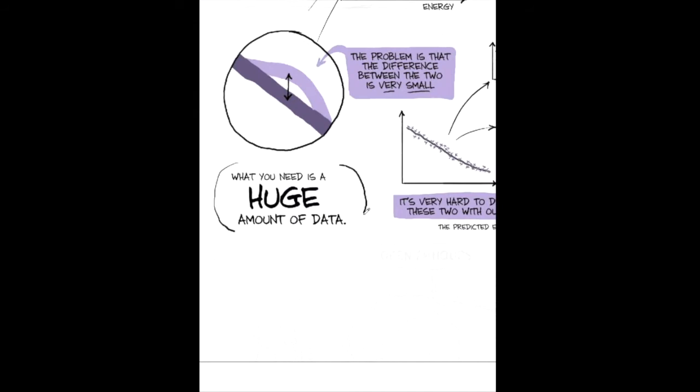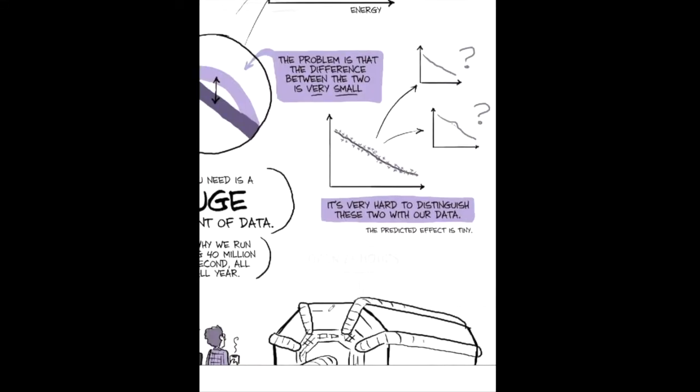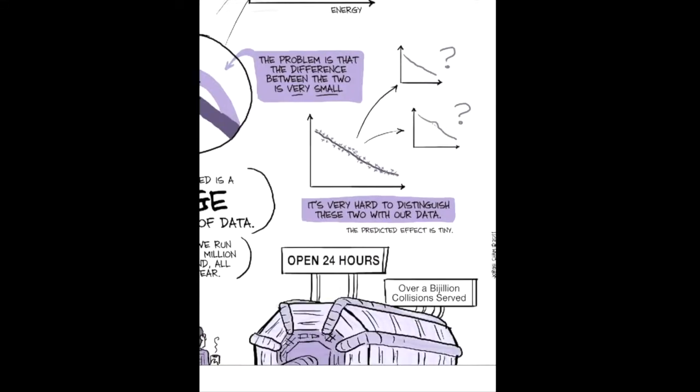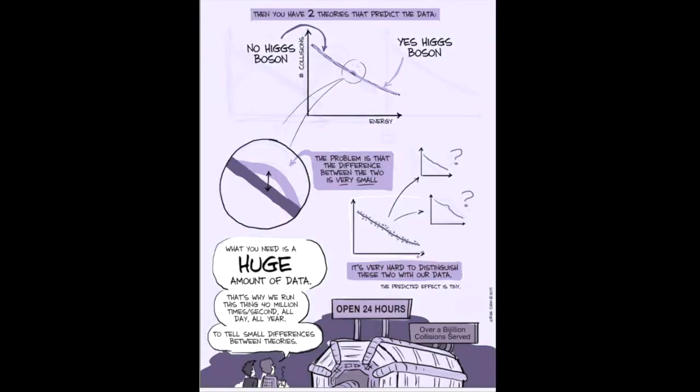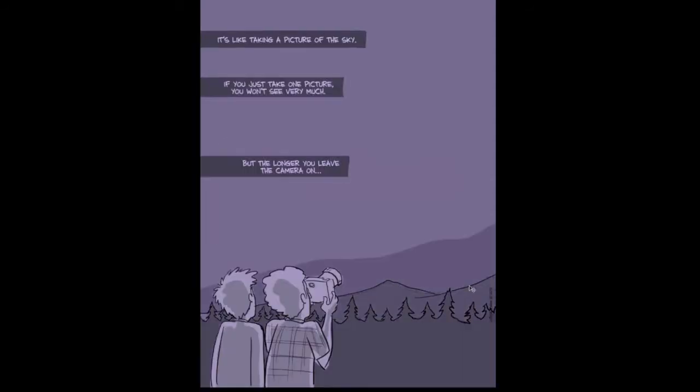What you need is a huge amount of data. You need to take a bajillion collisions before you can see the difference. That's why we run this thing 40 million times a second, all day, all year, to get a lot of collisions to tell small differences between theories. It's like when you take a picture of the sky. You just take a picture, you get a little bit of light. The longer you leave your telescope looking at the sky, the more you can see farther away things.